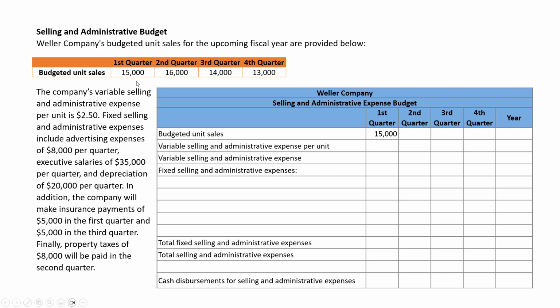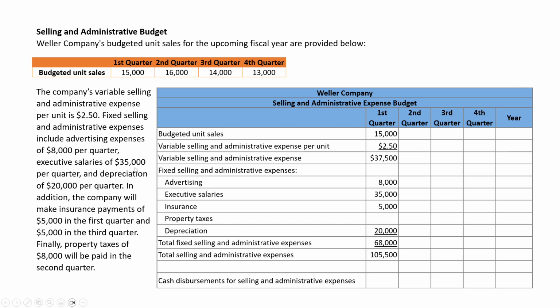So budgeted sales for our first quarter are $15,000. We want to predict what we anticipate our variable selling administrative expenses are going to be. They tell us that the variable selling administrative rate is $2.50. So take that budgeted sales of $15,000, multiply it times $2.50 per unit sold, and that gives us predicted variable selling administrative expenses for first quarter of $37,500. To that, we need to add our fixed expenses. They're going to be a little bit more complicated.